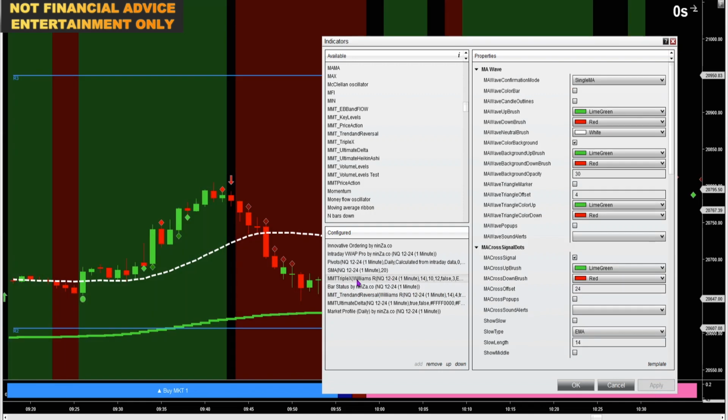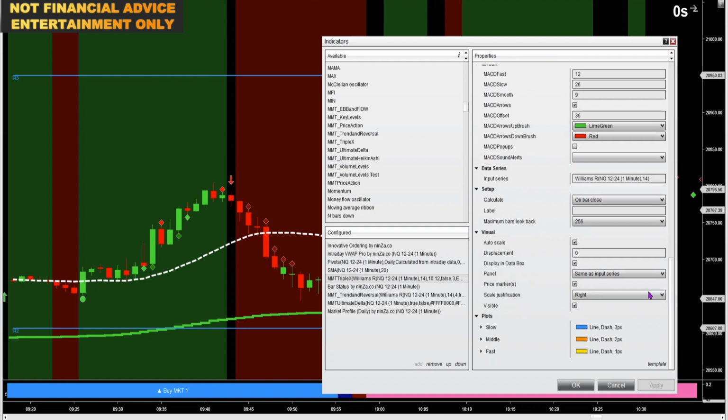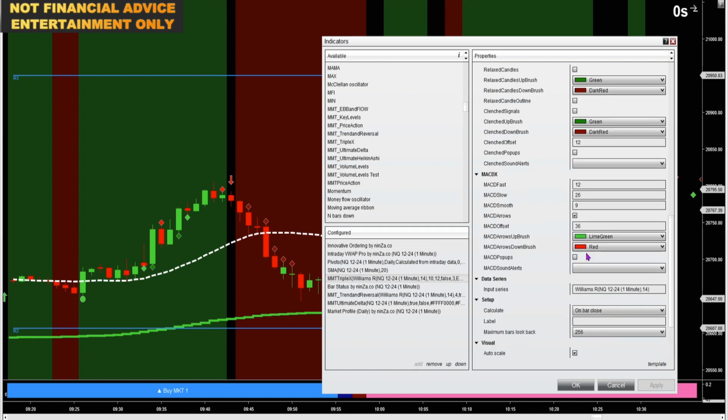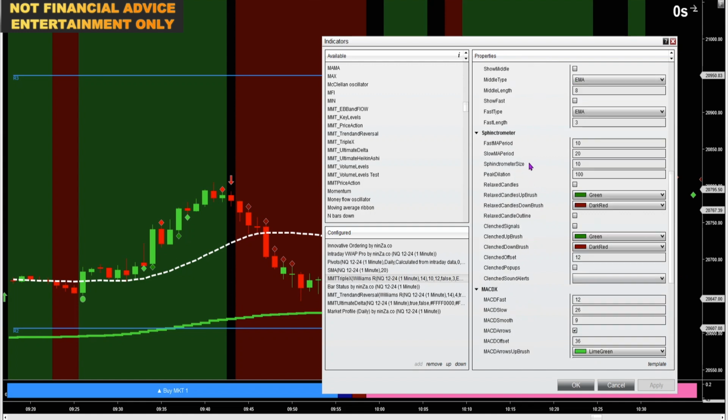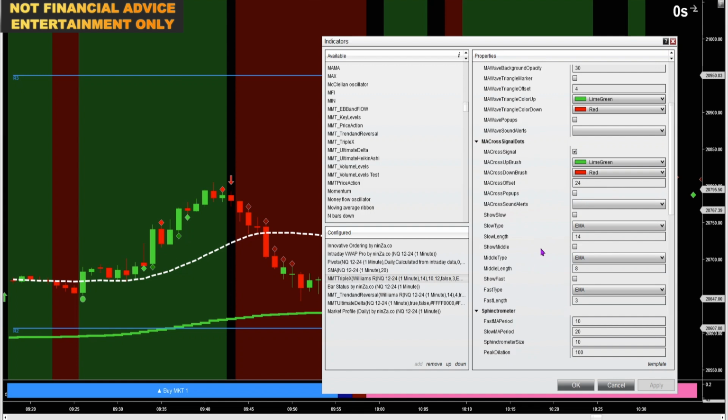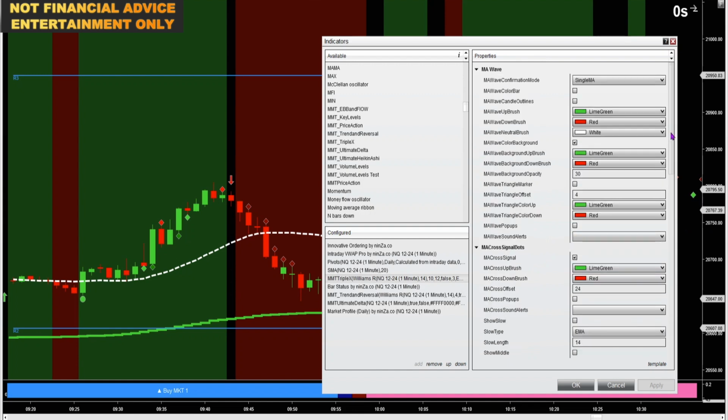And then for the XXX indicator, same thing. For my input series, I've got the Williams, the default settings. I've got my MACD crossover arrows activated. I've got the sphinctrometer disabled. I've got all the same standard default moving averages. Got the signal dots activated. And then for the MA wave, I've got the color bar and the candle outlines deactivated. Instead, I've got the color background turned on.